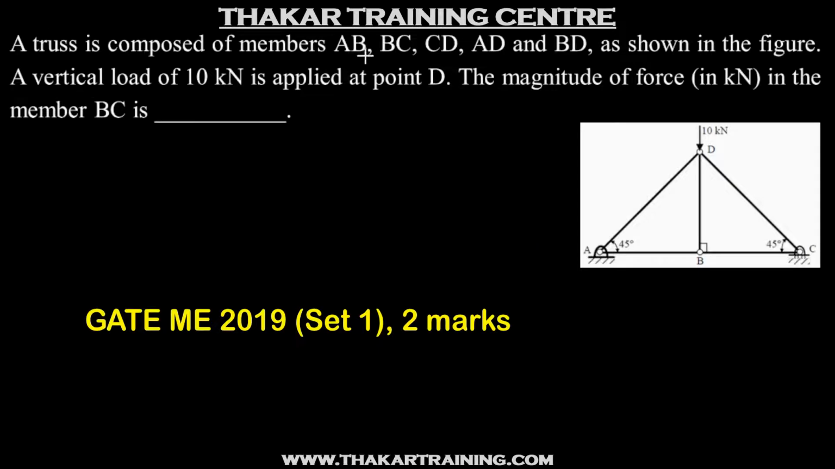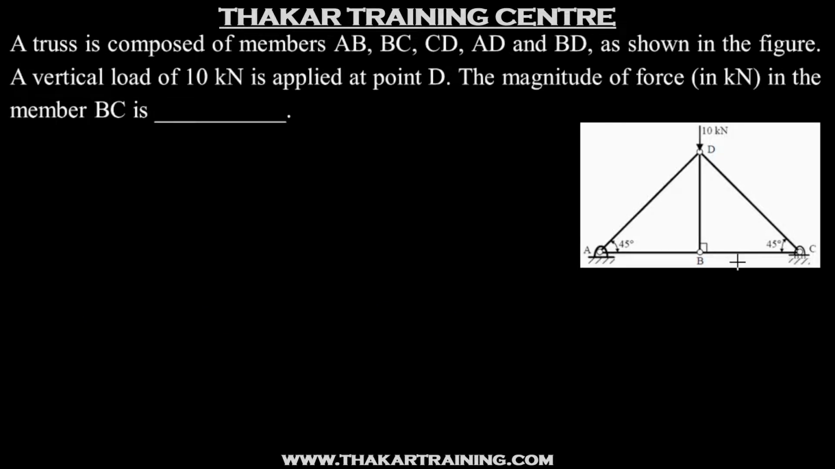A truss is composed of members AB, BC, CD, AD and BD as shown in the figure. A vertical load of 10 kN is applied at point D. What is the magnitude of force in kN in member BC? So we have to find the force in this member.